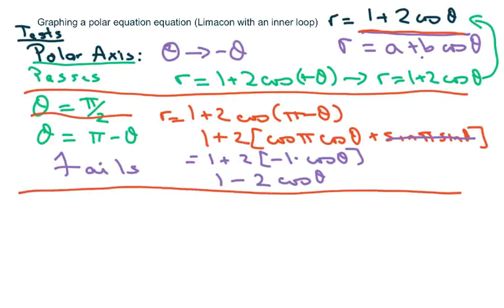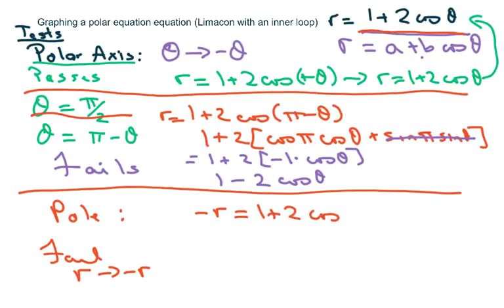Now the last one is the pole, and if you've been watching the videos, you know that it's going to fail because my r is just singular. So basically you're supposed to replace r with negative r. When I do that, I get negative r equals 1 plus 2 cos theta, which does not match. So all that means is it may or may not be symmetric to the pole.